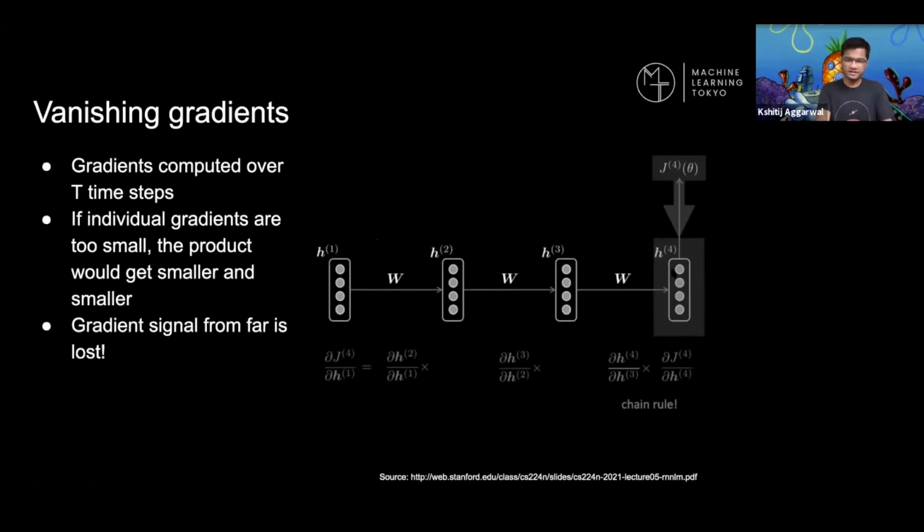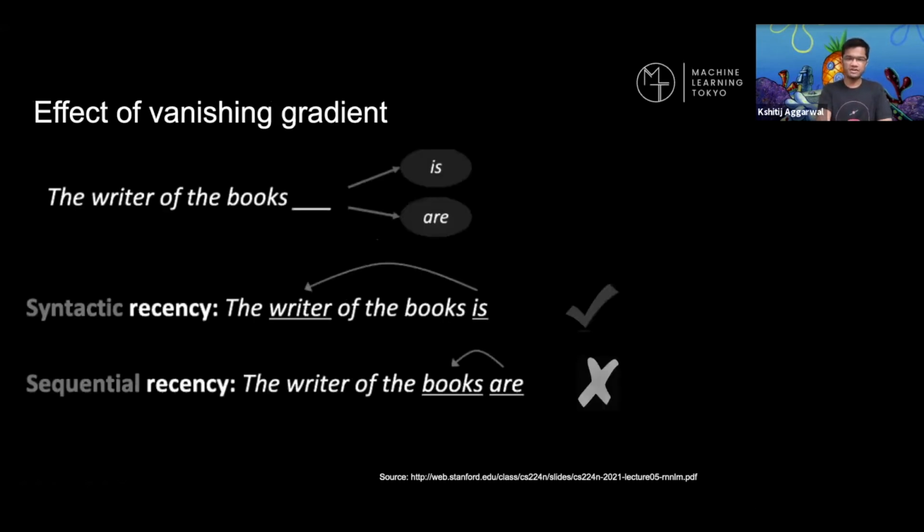So let's just take this example and see what that does. For example, we have this statement, "the writer of the books," and then we have to predict the next word. Let's say the next word could be "is" or "are," right? So if our neural network is working based on syntactic recency, then it would use "writer," and it would know that the next word depends on the writer and would predict "is."